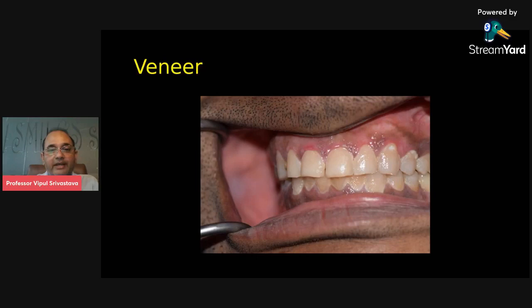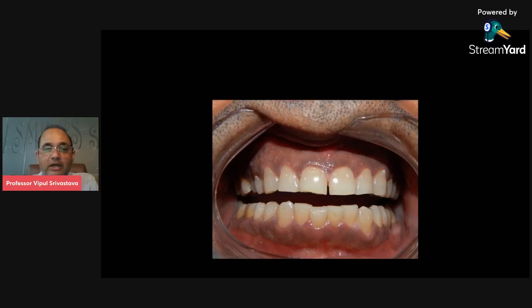And you see here, this is a no-prep preparation we have done for a case of full upper anteriors. You notice these are teeth in separation, generalized attrition. We wanted to develop the smile. We have used thin veneers here.